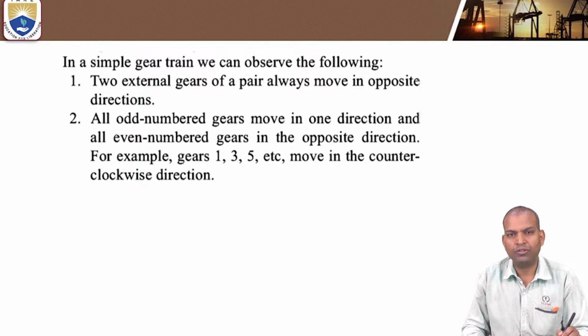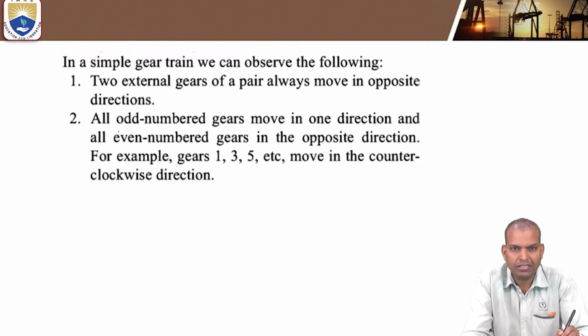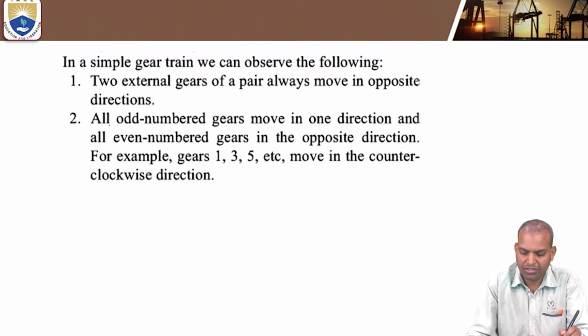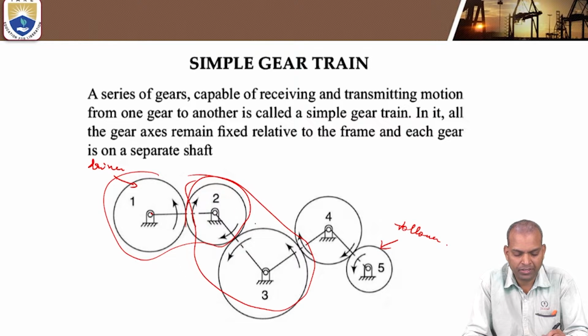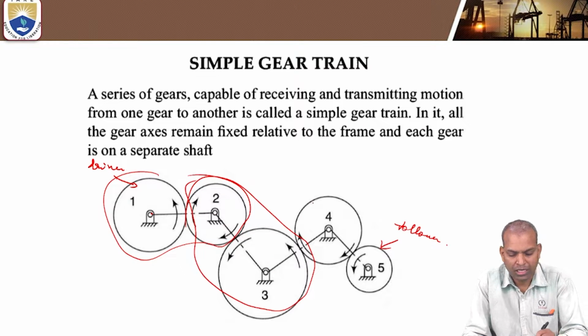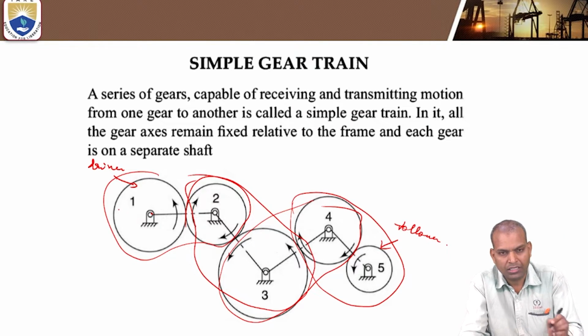We can observe the following in a simple gear train. Two external gears of a pair always move in opposite directions. Considering 1 and 2, one is the driver and the second gear is the follower. For 2 and 3, 2 is the driver and 3 is the follower. For 3 and 4, 3 is the driver and 4 is the follower. For 4 and 5, 4 is the driver and 5 is the follower. In the overall series, number one is the driver and the final one is the follower.